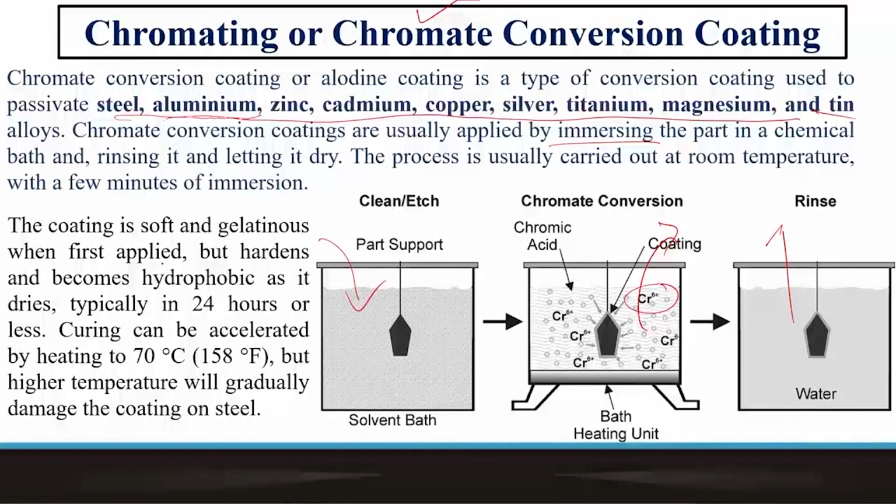The coating that we generate is usually soft and gelatinous, but generally it hardens and becomes hydrophobic after a certain period of time. This is basically the curing period, and this curing can be done at room temperature or at slightly elevated temperature. But if it is either a higher temperature than usual or a longer time at the given temperature, it may damage the coating on the steel. In other words, it can lead to unnecessary progress of reactions, and the reaction products could be fairly brittle.